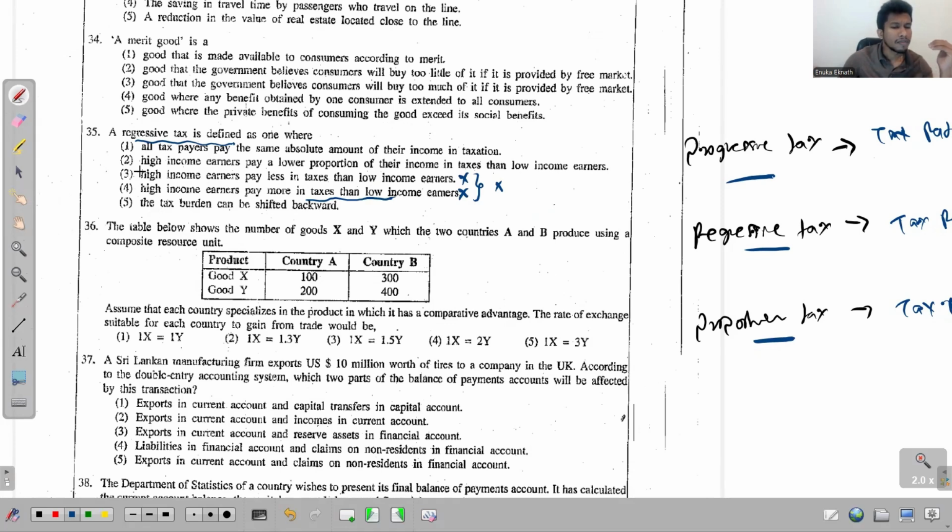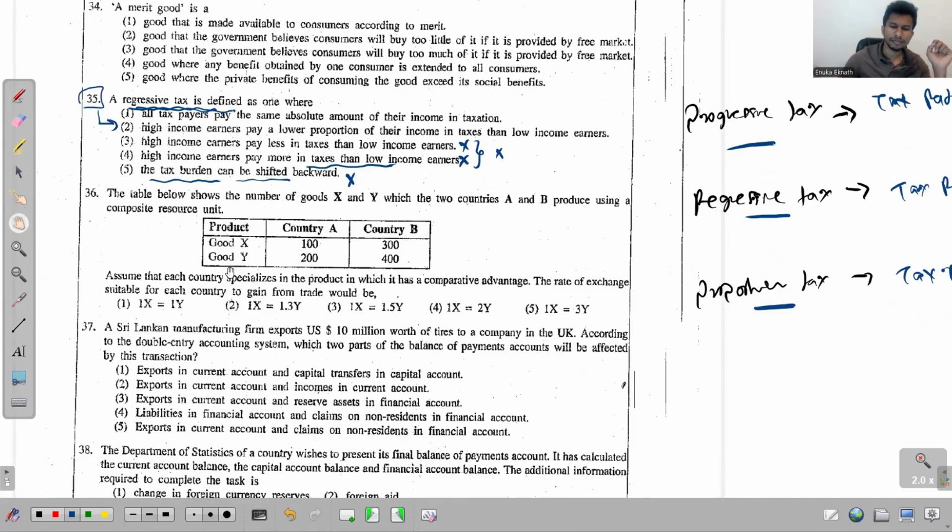And the fifth one, a regressive tax is defined as one where the tax burden can be shifted backward. Okay, whether it's possible to shift this backward or maybe forward depends on the tax incidence. Right? It will be based on the elasticity of the demand and supply. That has nothing to do with the definition of regressive tax. So for this question 35, the answer is the second one.